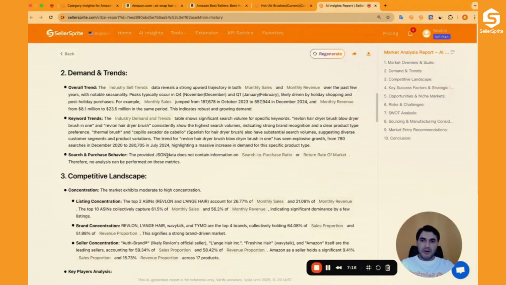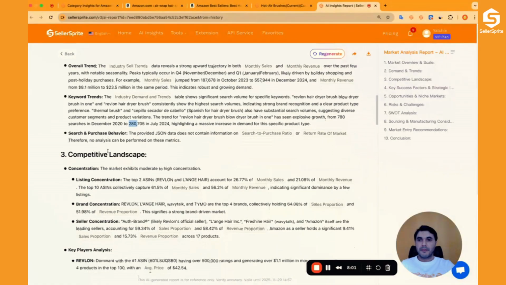Searches and purchase behavior. From here, we can understand the return rate of the market, and no analysis can be performed on these metrics, so there is no exact pattern we can highlight. And the keyword trend, from the keyword trend we can definitely understand: from 2020 to 2024, there is a high increase from 280 to 780 searches in December. So it means roughly a 4 times increase in search volume. There is a very good trend, keyword search volume is increasing.